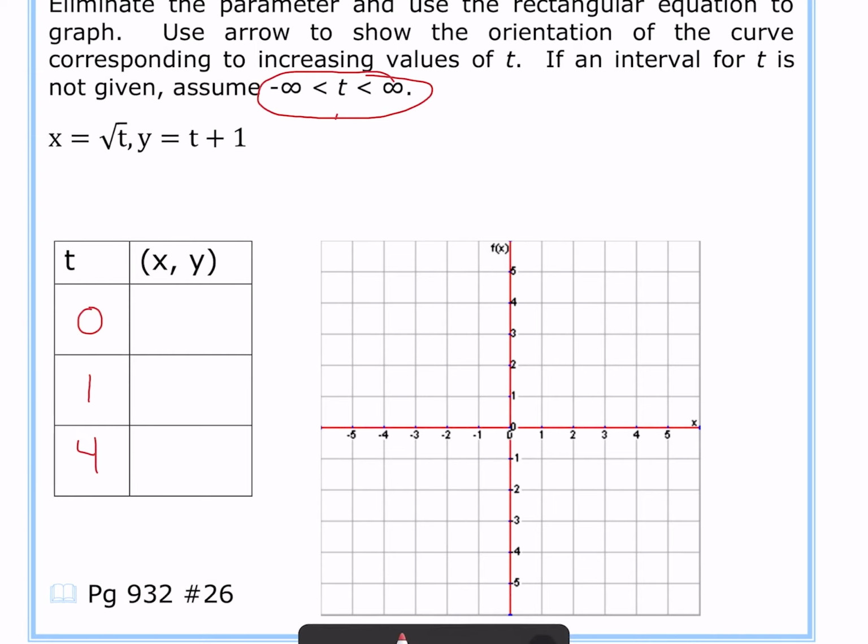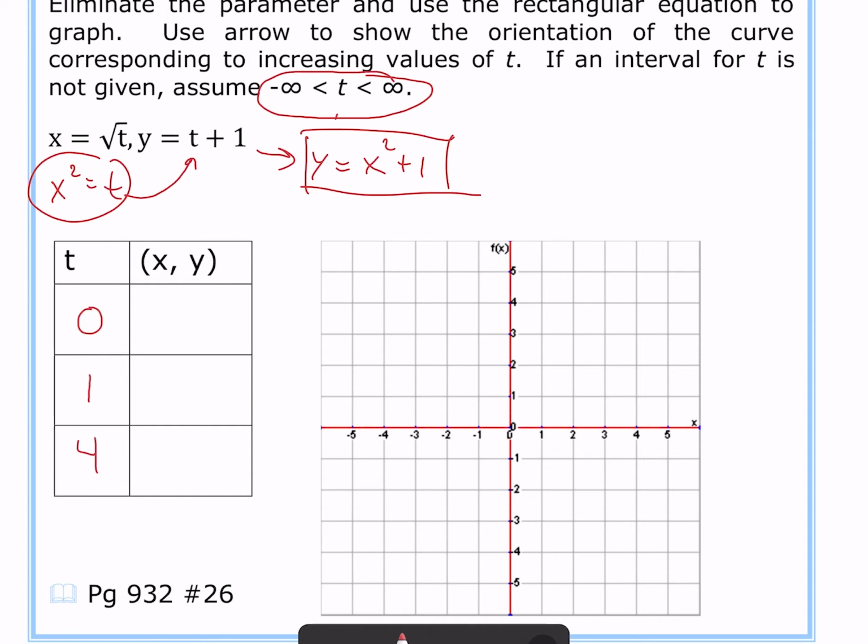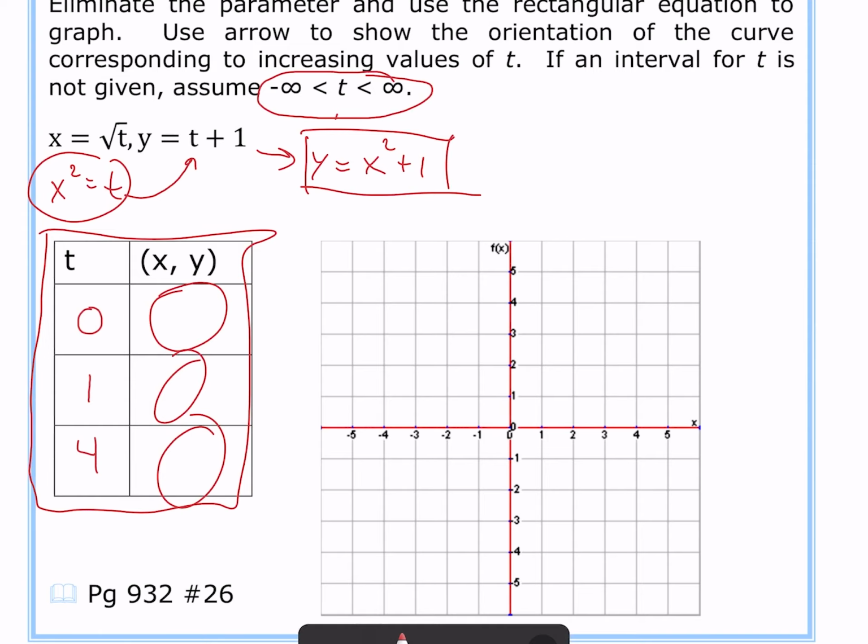I'm going to take my x = equation and square both sides so that I get x squared is equal to t. And then I'm going to take that t value and plug it into my y = equation, which results in an equation that says y = x squared plus 1. This is definitely going to be a parabola. It's concave up because it has a positive leading coefficient. It's going to be translated or shifted up 1 unit. So the vertex is going to be at (0, 1). But you should go through the process of plotting at least a portion of that parabola by working with this table over here and plotting these 3 points in order.